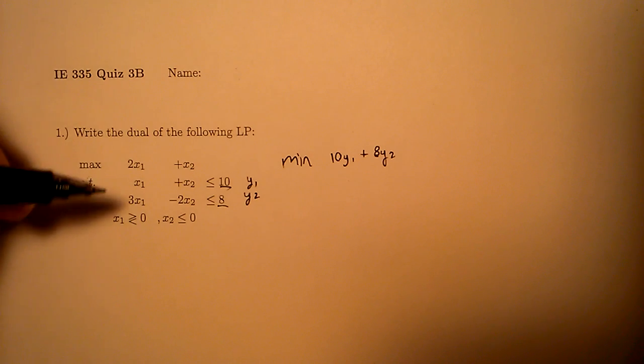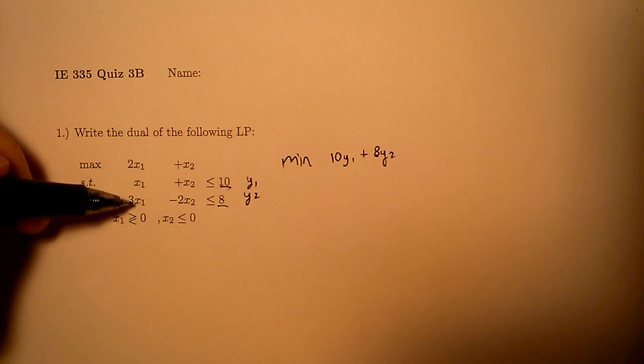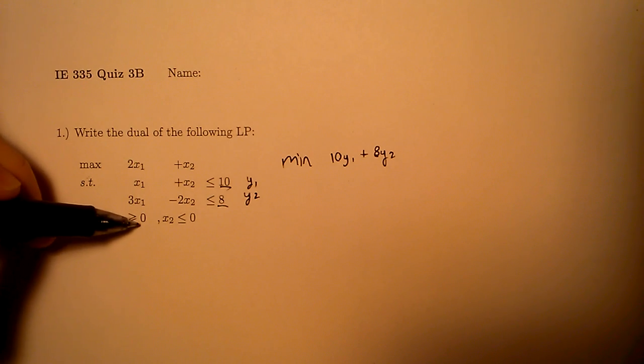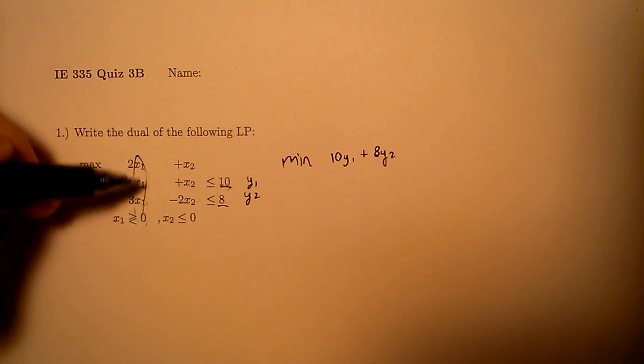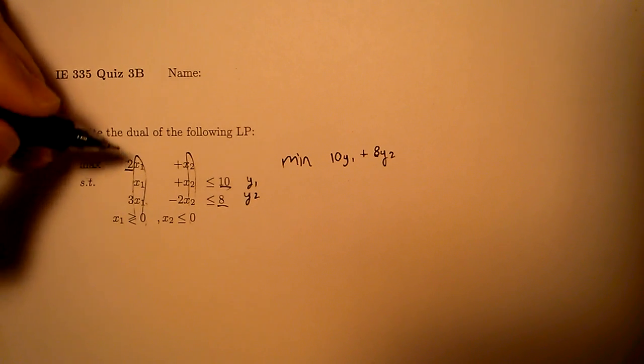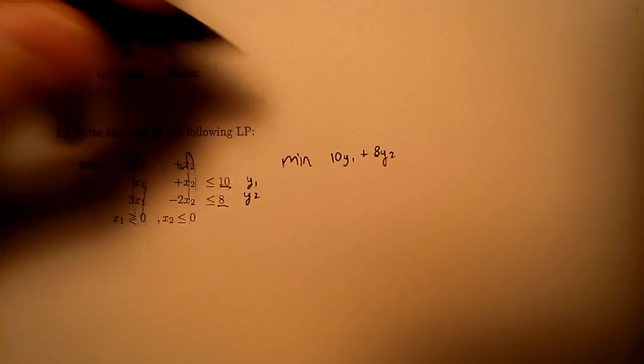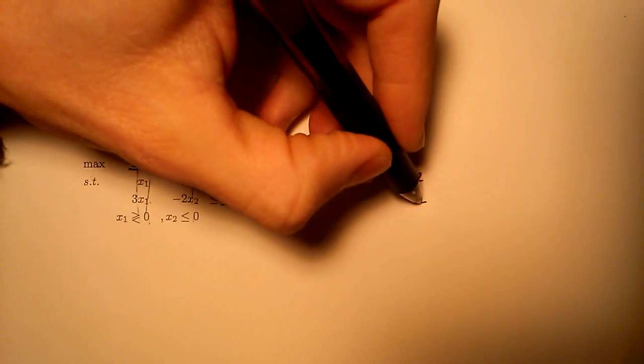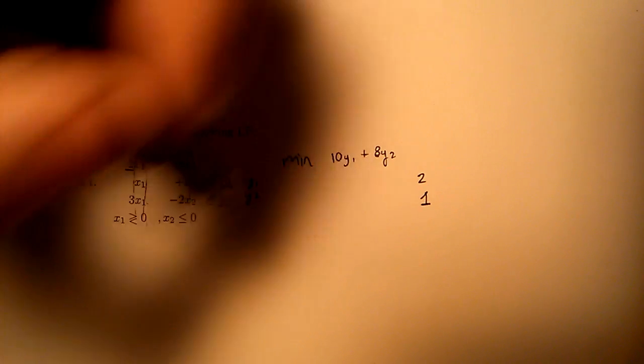Okay. Now, as for the number of constraints in the dual, it's going to be equal to the number of decision variables in the primal. So I've got two decision variables in the primal, so I'm going to have two constraints in the dual. And the right-hand sides of those constraints are going to be my objective function coefficients in the primal. So my right-hand sides of my dual are going to be 2 and 1.